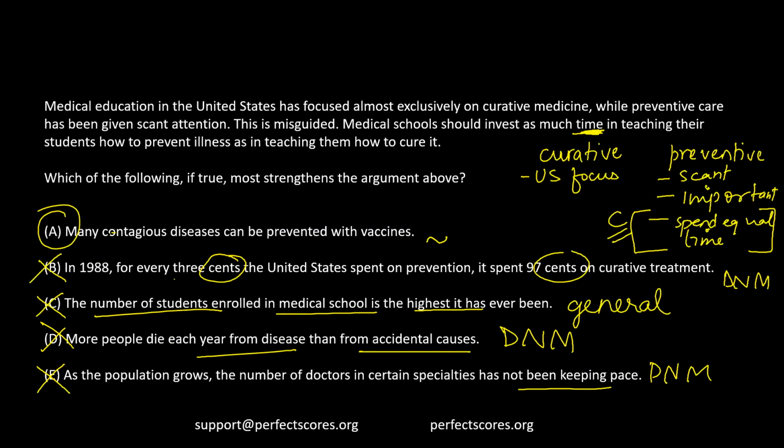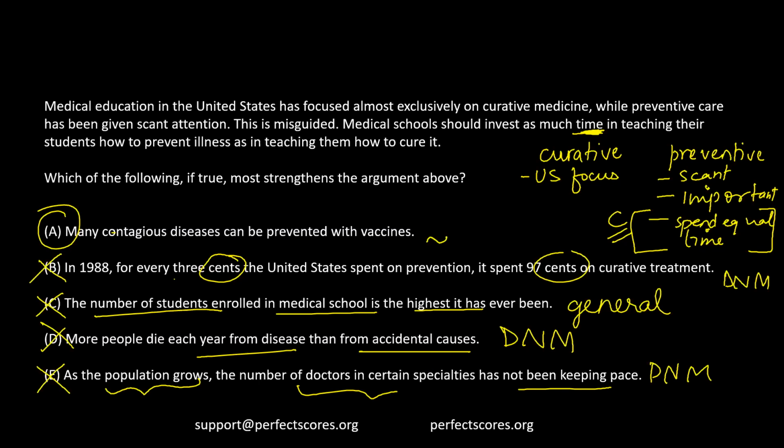Priyanka, did you also get A? Yeah, but I think E could also be the case because if it's been cured, so many doctors will not be needed if diseases get cured rather than if it keeps spreading. Yeah, you and I had the same doubt, like if doctors wouldn't be able to keep pace. But then you also have to consider that not all doctors will be working for illnesses. There could be other doctors as well. And it does say the population grows, number of doctors has not been keeping pace.